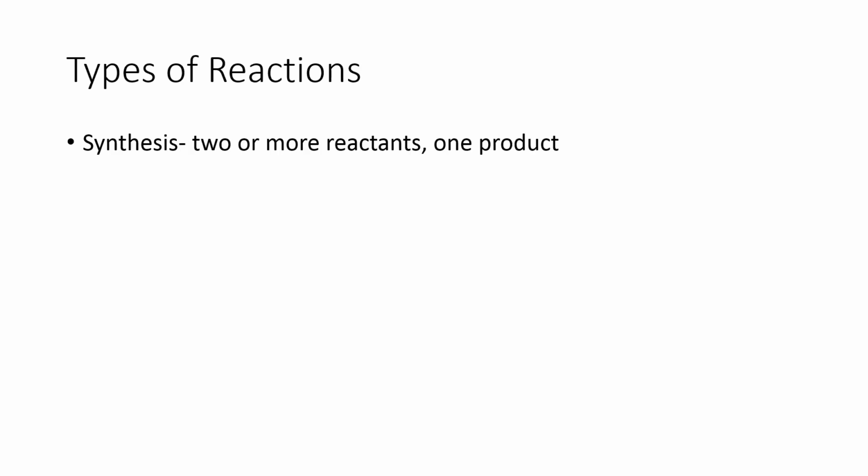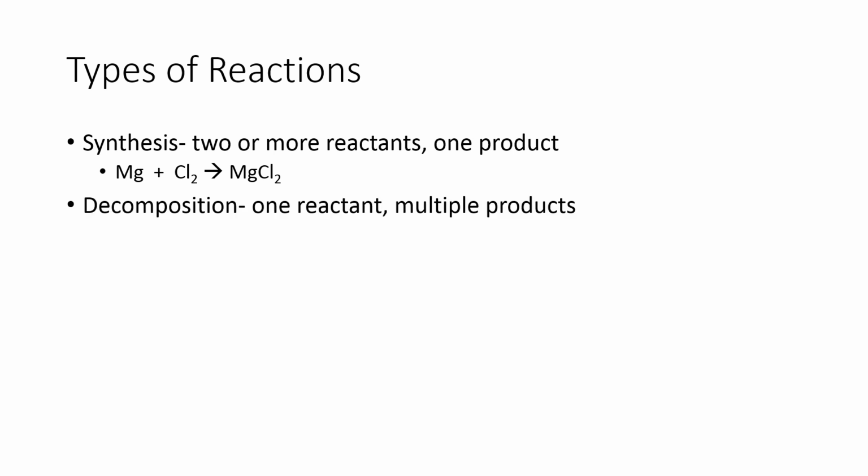So looking at the different types of reactions, our first one we went over was synthesis, where we have two or more reactants and they combine to produce one product. An example is magnesium plus chlorine gas producing magnesium chloride. Multiple reactants, a single product.